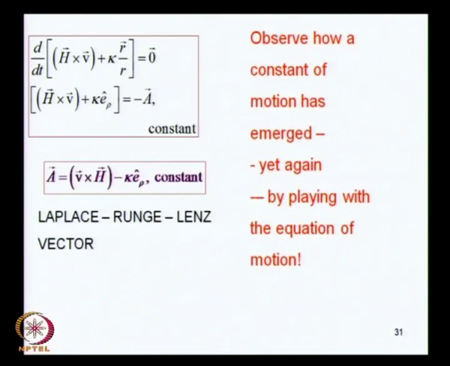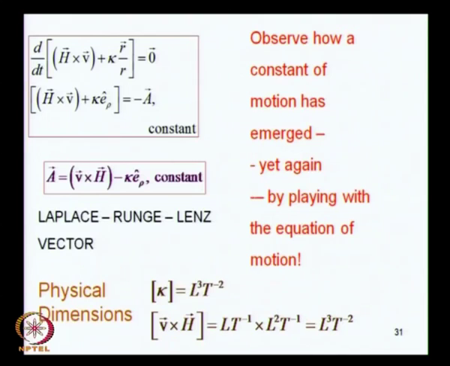v cross h minus kappa times r hat, this is a constant of motion, it is a conserved quantity, and we have discovered a constant of motion yet again by just playing with the equation of motion. I want to remind you that the dimensions of kappa are L cubed t to the minus 2, and the dimensions of v cross h will be L cubed t to the minus 2, because if you see p cross L, you will have different dimensions obviously. Okay.